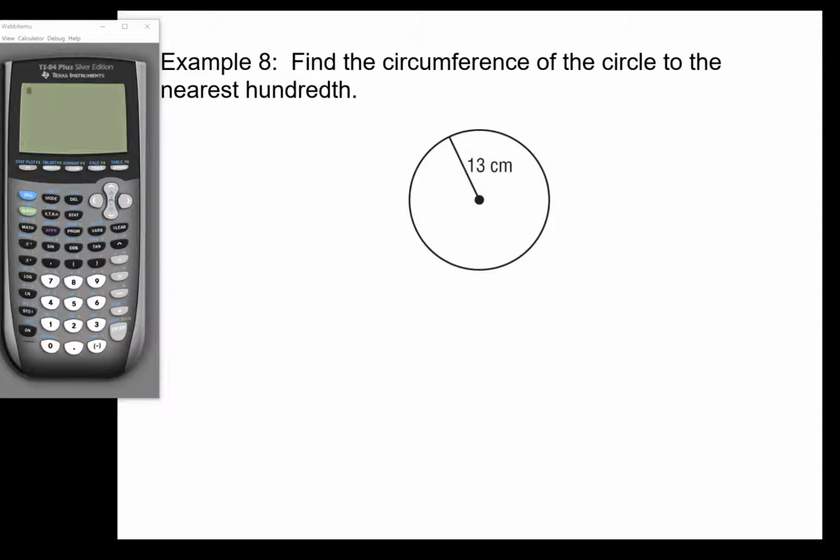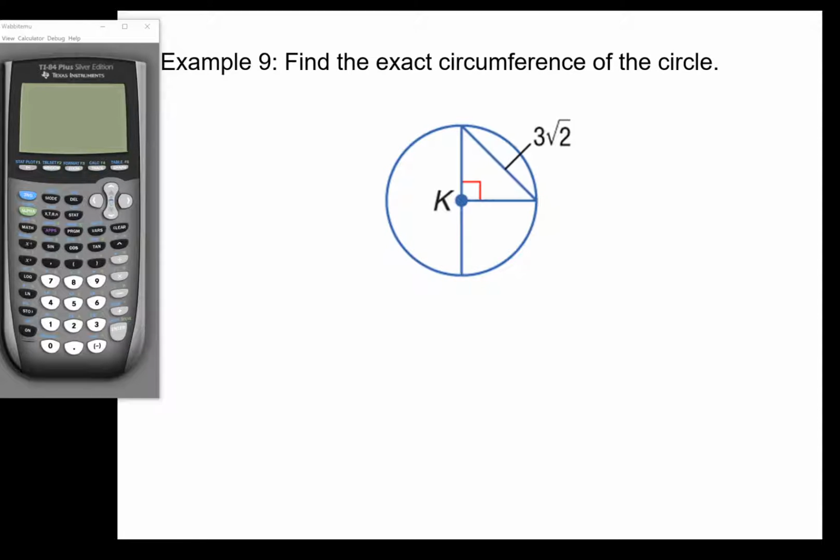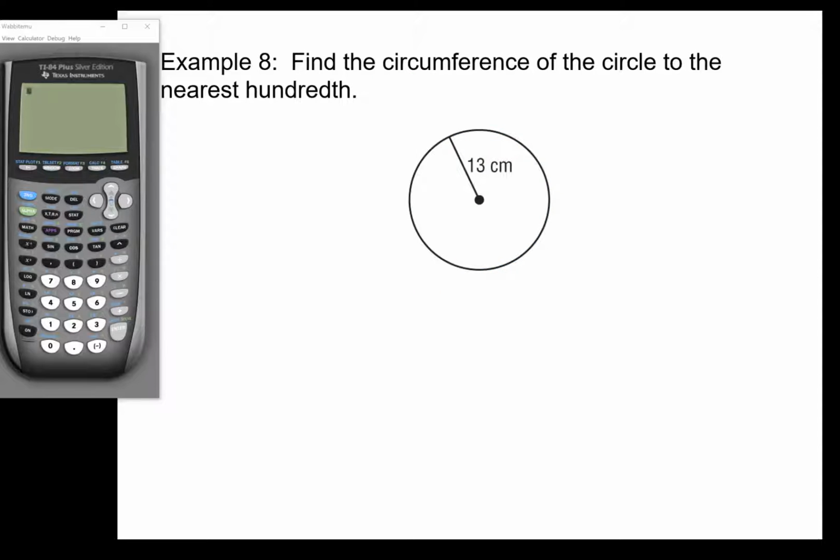Okay, so find the circumference of the circle to the nearest hundredth. Now we have to be careful here. I'm going to jump to the next one so you can see. Whenever it says exact, we are not rounding. When it gives me the amount to round, I'm going to go ahead and round off, which is why I need my calculator here. Now, you've got two formulas, C equals pi d or C equals 2 pi r.